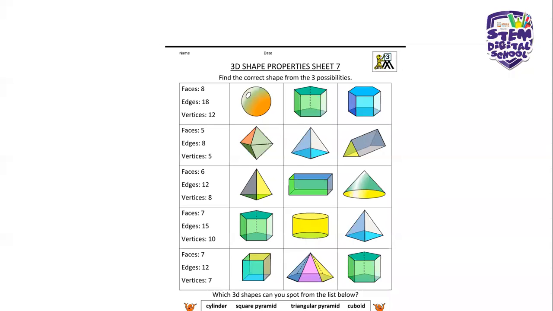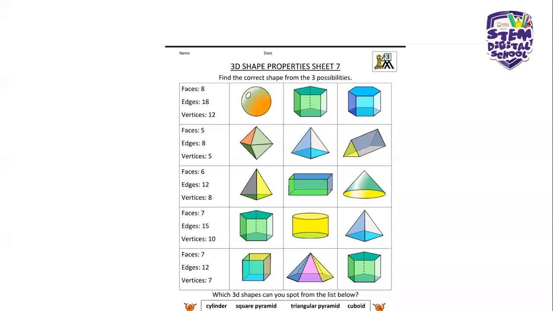Why? Because we look now at the vertices. There are only 5 vertices in a square-based pyramid. But when it comes to the triangular prism, there are 6 vertices, as you can see. So it can be the property of a triangular prism. And then you go to the next one, you can see 6 faces, 12 edges, and then 8 vertices. Which one is it going to be?